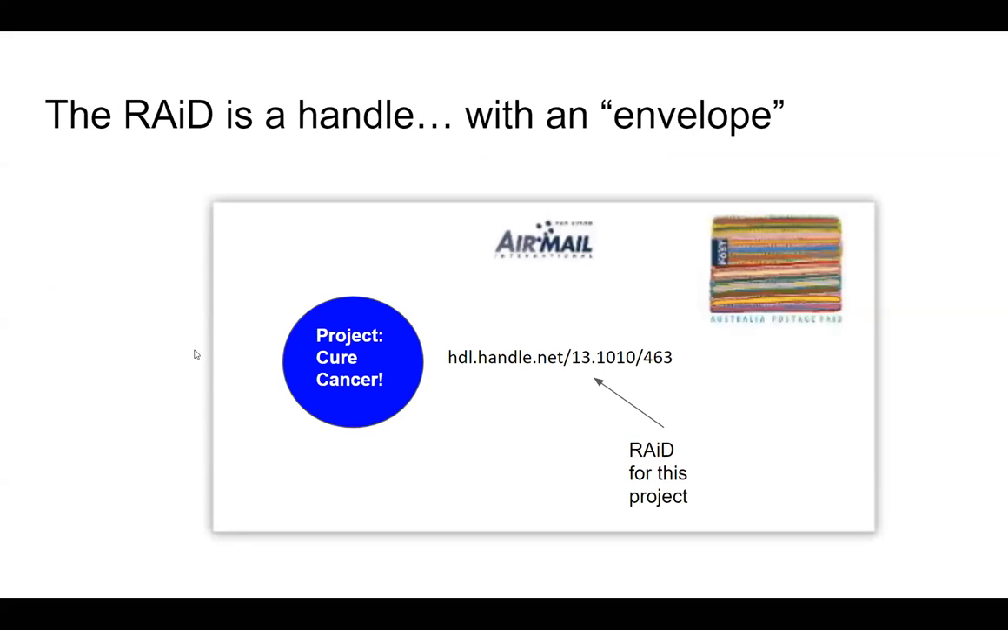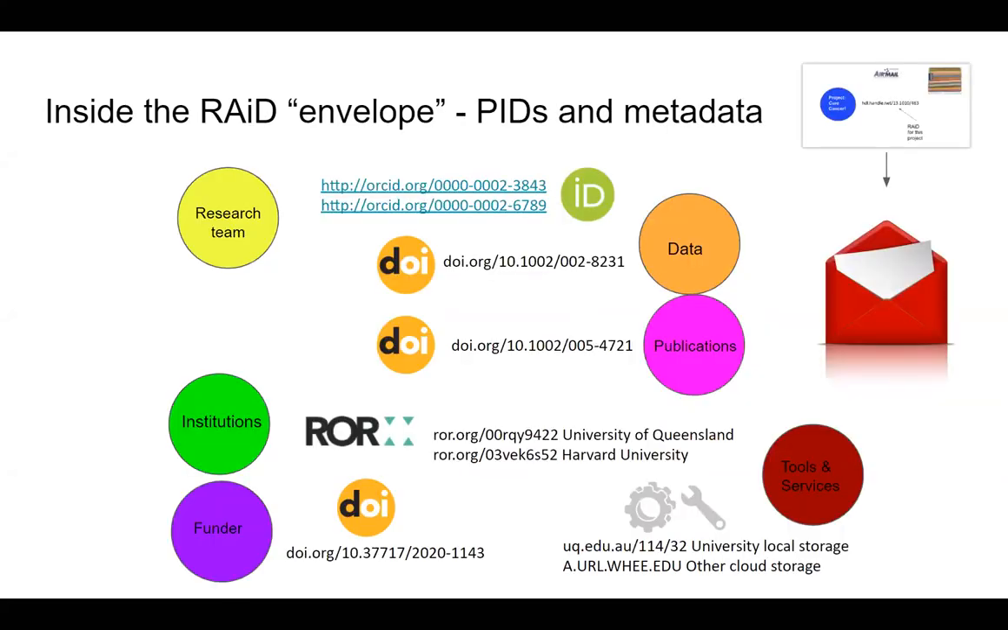Next slide. So the RAID at its essence is a handle with an envelope. So if you think about the front of the envelope, project here, for example, is Cure Cancer, and the RAID is a handle, and then it has an envelope. So next slide. If we open the envelope, inside that, we have a lot of PIDs and metadata. We have the ORCID identifiers for the research team. We have the DOIs for the data and publications. We have the RORs for institutions. We have the DOIs for the grants. And we have other identifiers collected for tools and services. And you can also have other project RAIDs associated with this in this envelope as well. Next slide.